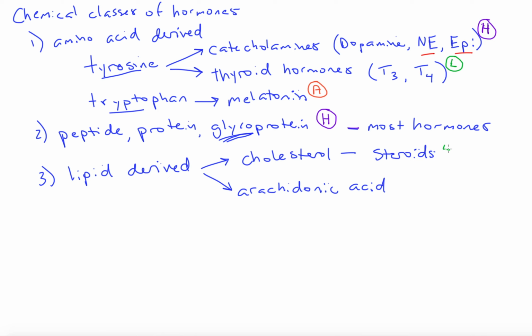And we're going to put an L on here because of course if you're fat derived, lipid derived, then you're going to be lipophilic. Now, going back to the last one here, the arachidonic acid is used as a substrate for a really complex group that's called the icosanoids.